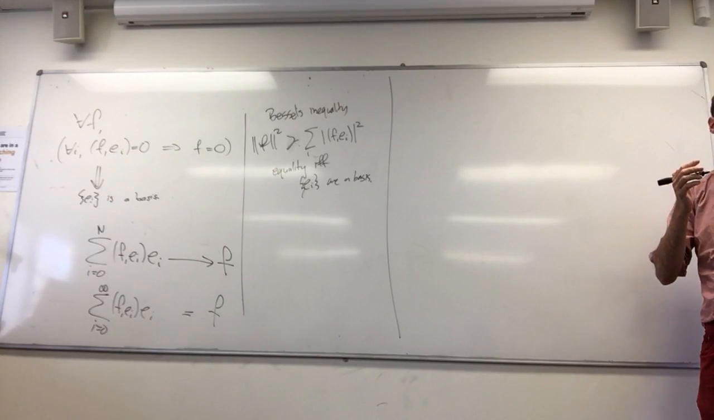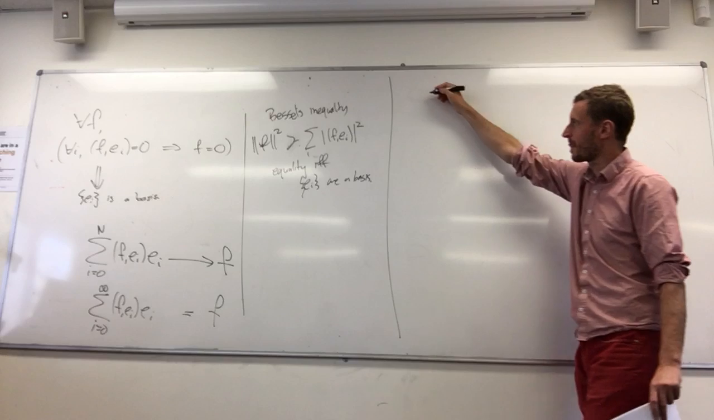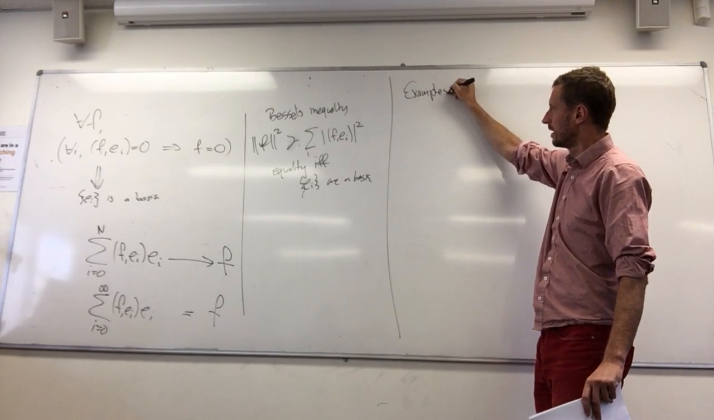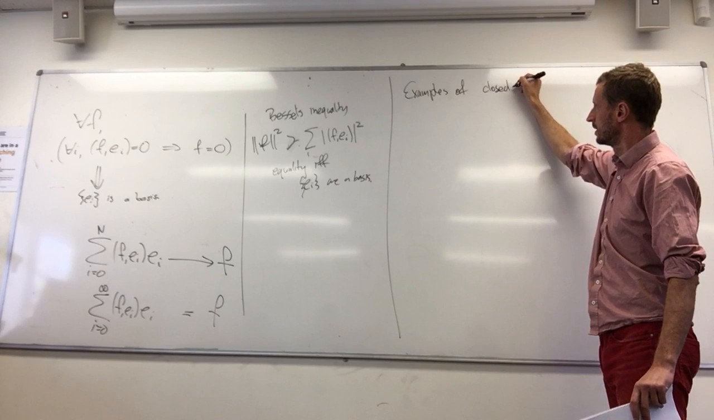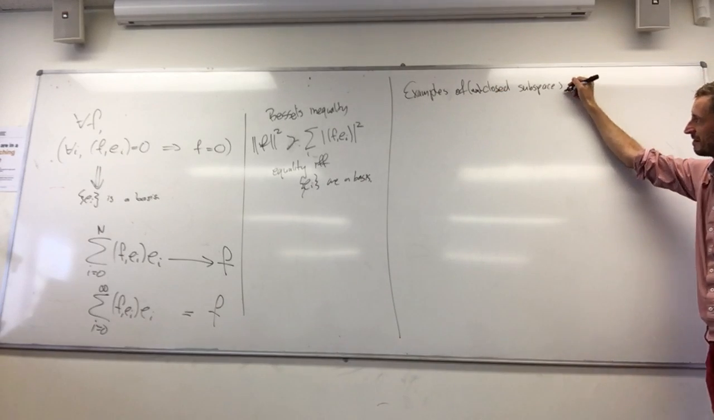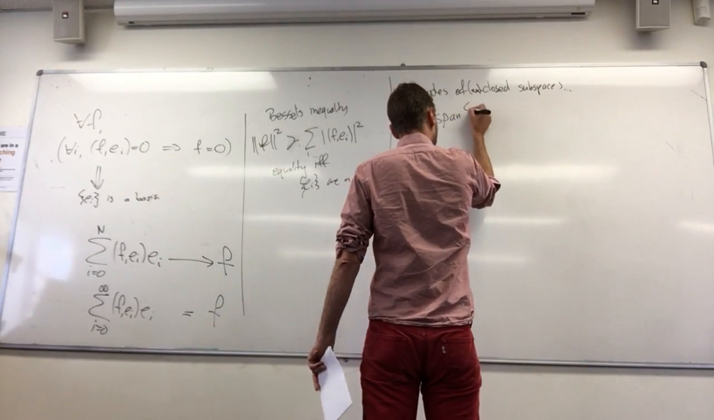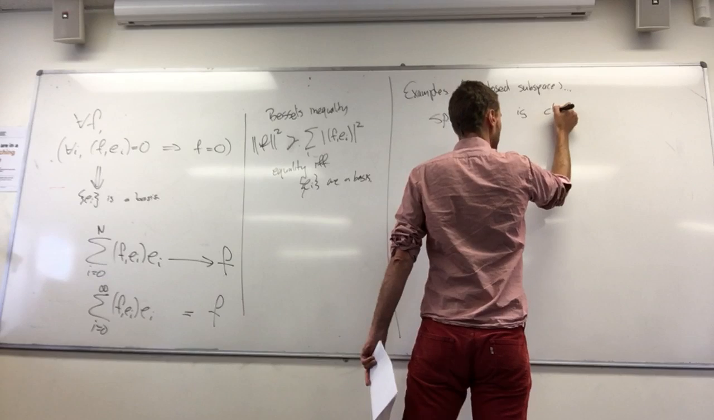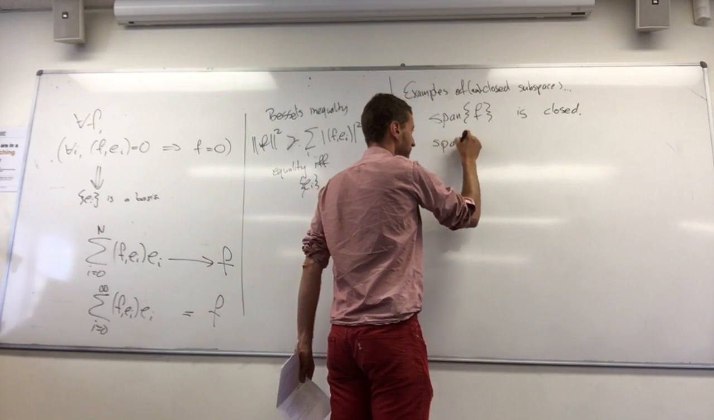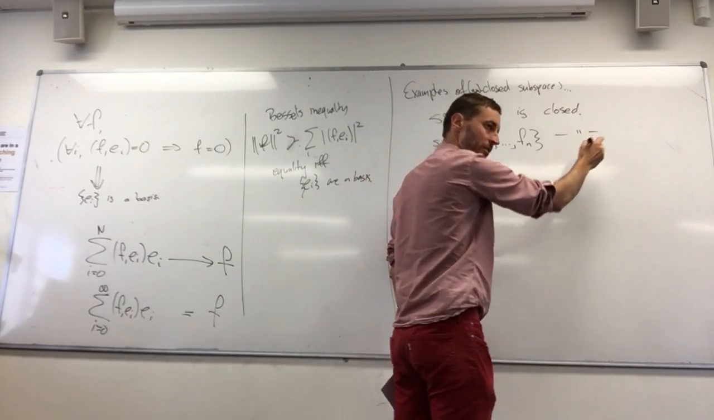Do we have good examples of either a subspace of a Hilbert space that is closed or a subspace of a Hilbert space that isn't closed? Non-closed ones are more interesting. Any suggestions? The subspace generated by a single vector should be closed. Ah, yeah, great. So the span of f is closed. And in fact, the span of f_1 through f_n, the span of some finite collection of vectors, is closed as well.